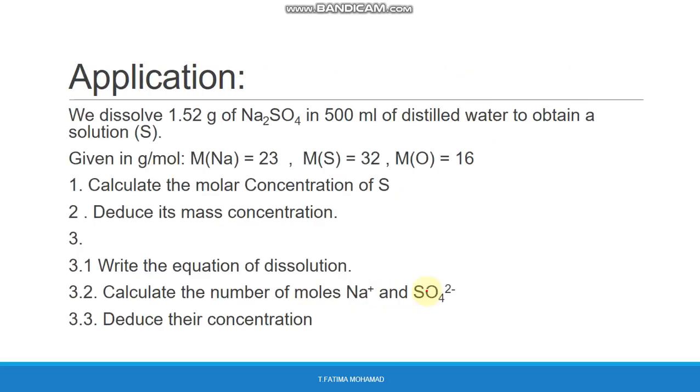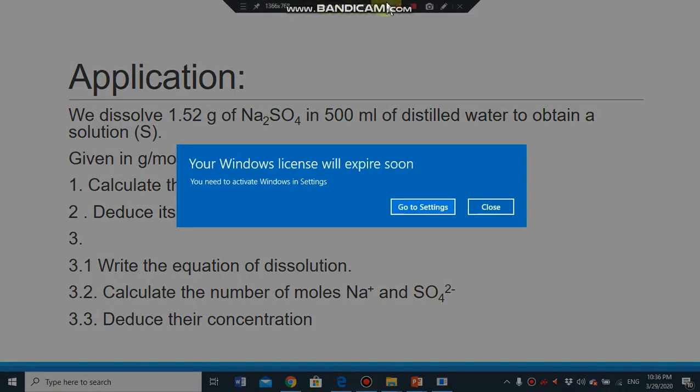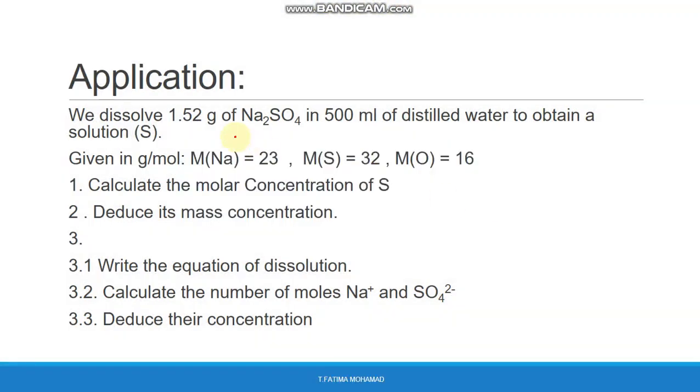Here we have an application. This application says we dissolve 1.52 grams of Na2SO4 in 500 milliliters of distilled water to obtain a solution S.